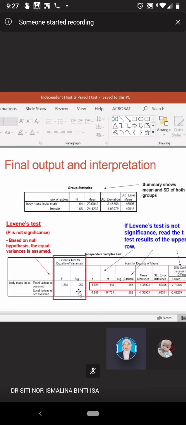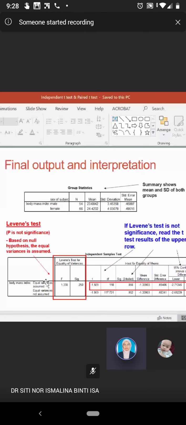Okay, if the p-value of Levene's test is not significant, it means that the variances are equal. Equal variance is assumed, which means that we fulfill the assumption of number 4.